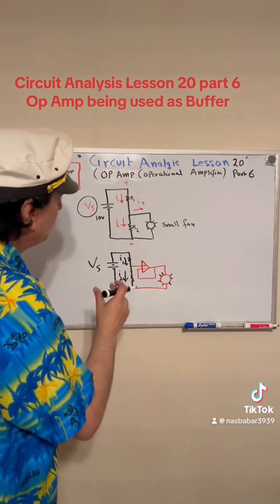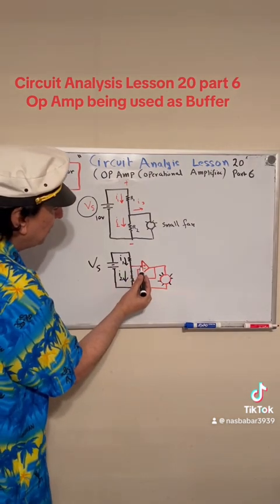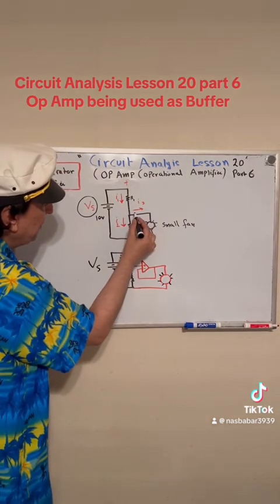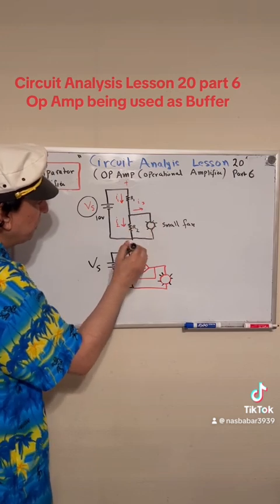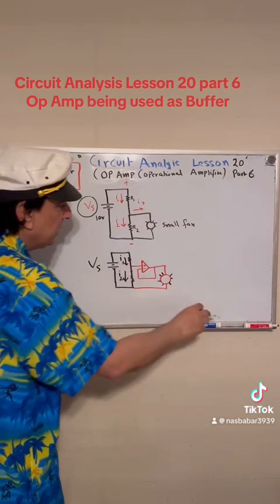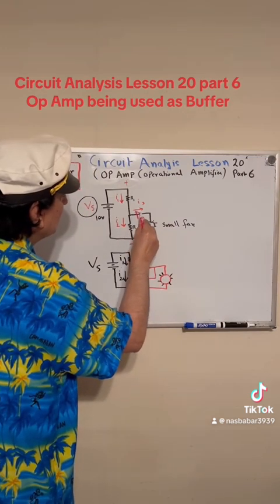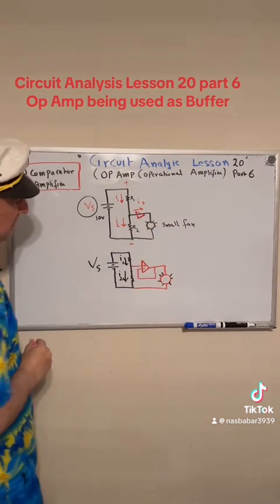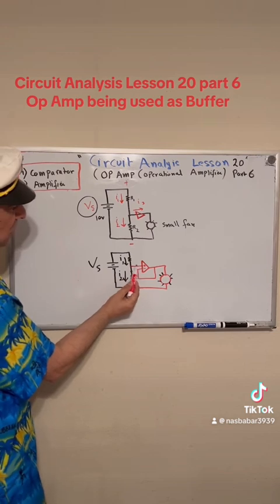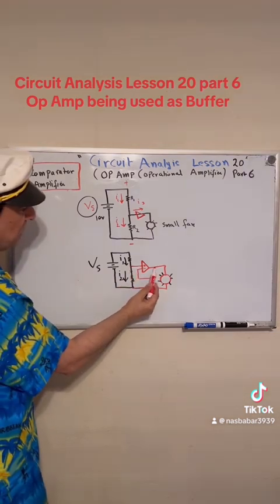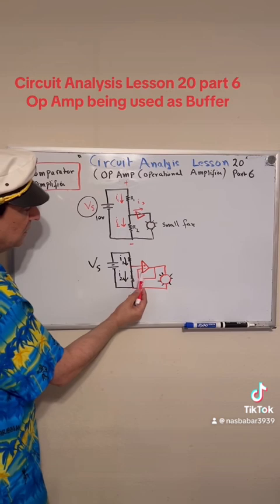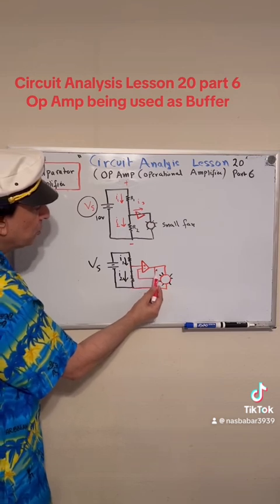What we can do is stick an op-amp right here. Basically, in between right here, I'm sticking an op-amp, okay? As you can see, the plus is connected to this, and then at the minus, we have the feedback coming back from the output of the op-amp.